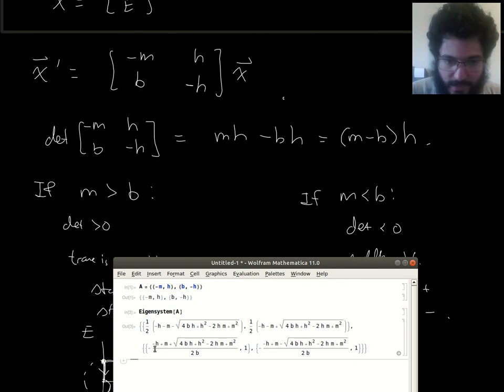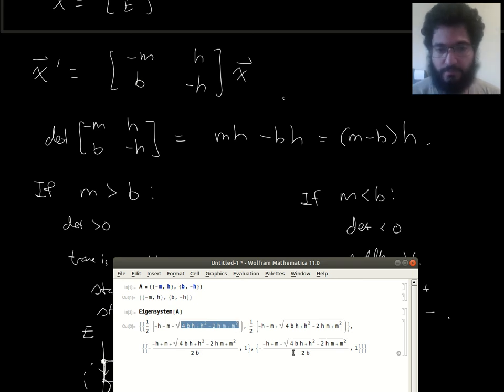So these are the two eigenvectors. And I haven't put in any assumptions here, so as far as Mathematica knows, the thing under the square root could be negative, and we could be in the complex eigenvalues case. But I'm imagining the situation where m is less than b here. And since that leads to negative determinant, you cannot have complex eigenvalues, so that should guarantee that this thing under the square root is positive.